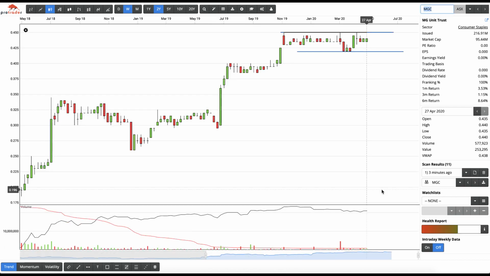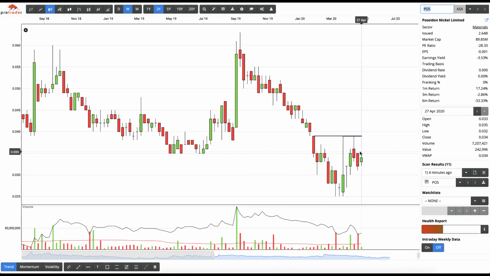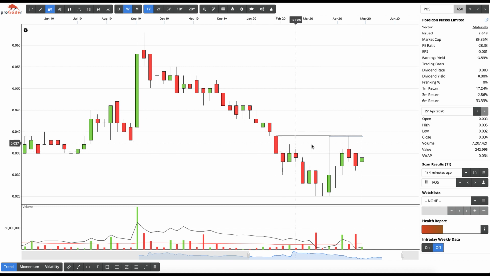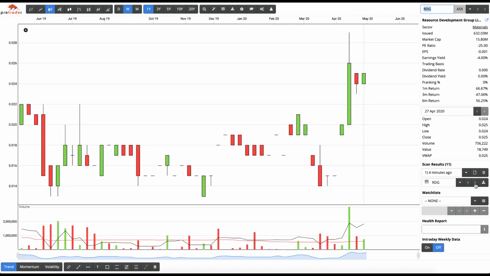Here's a stock it found, MGC. This stock's just been basing for a long time. It's hit this level up here of 45 cents many times, three times. It came up on the tri-point resistance scan and the double top scan. That's another example. POS is one other example. It's found a tri-point resistance here on POS, and there's a pretty clear base forming there.